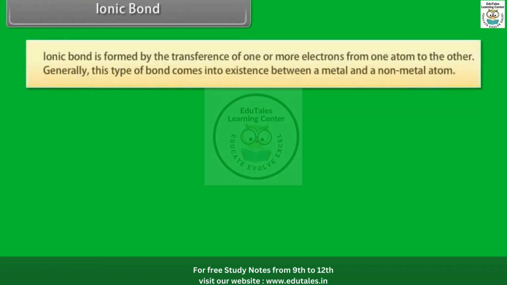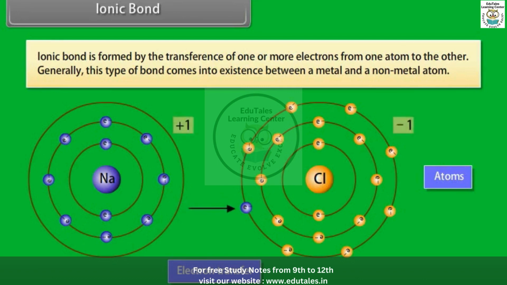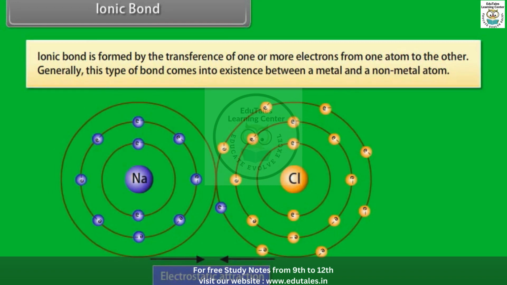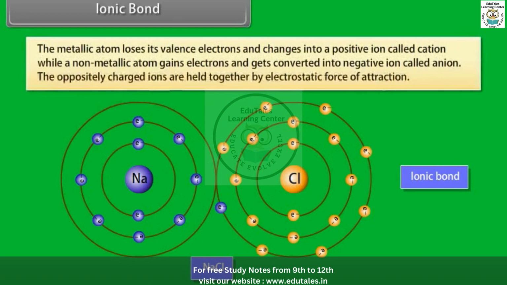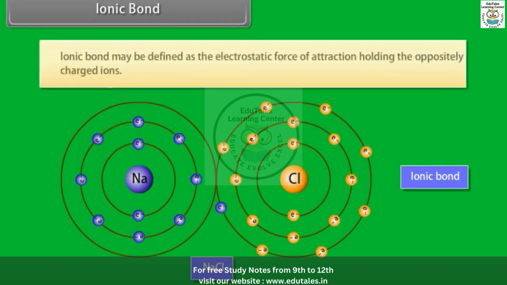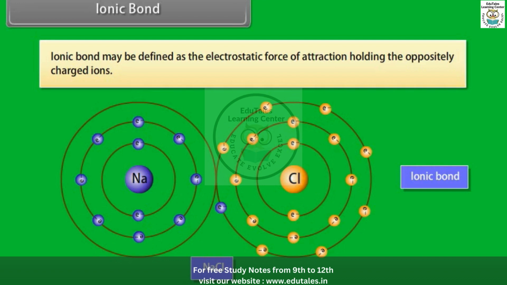Ionic bond. Ionic bond is formed by the transference of 1 or more electrons from one atom to the other. Generally, this type of bond comes into existence between a metal and a non-metal atom. The metallic atom loses its valency electrons and changes into a positive ion called cation, while a non-metallic atom gains electrons and gets converted into a negative ion called anion. The oppositely charged ions are held together by electrostatic force of attraction. Ionic bond may be defined as the electrostatic force of attraction holding the oppositely charged ions.